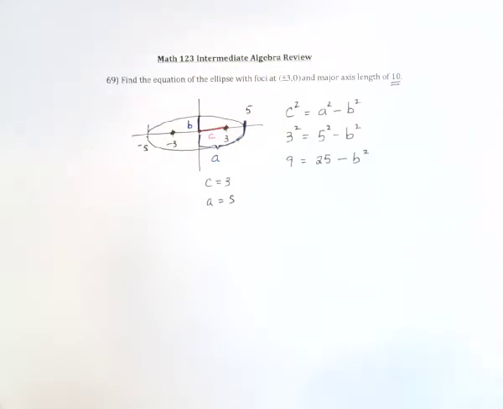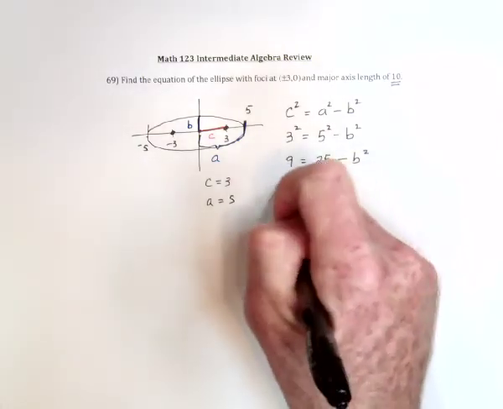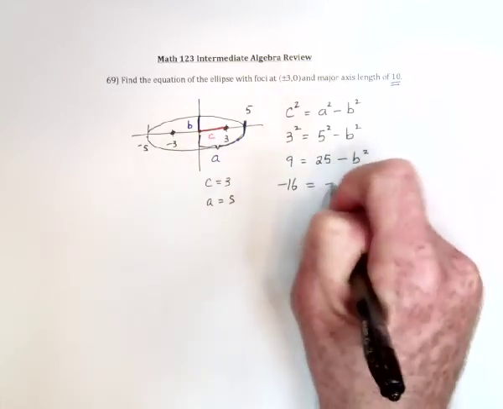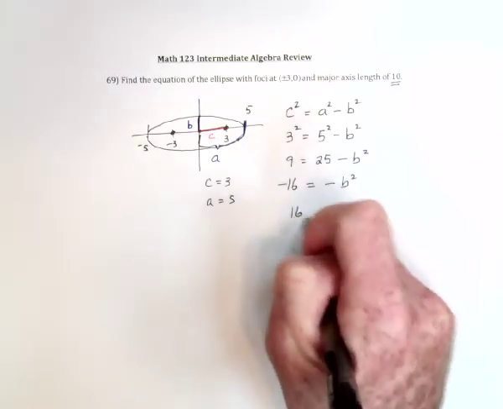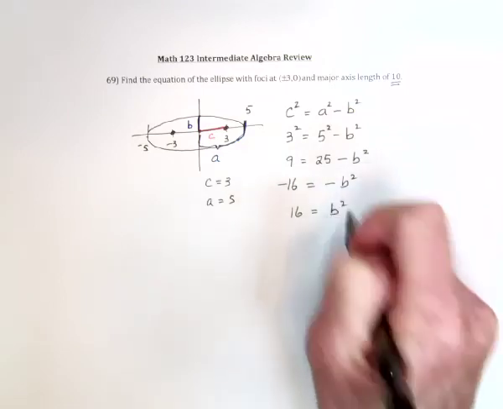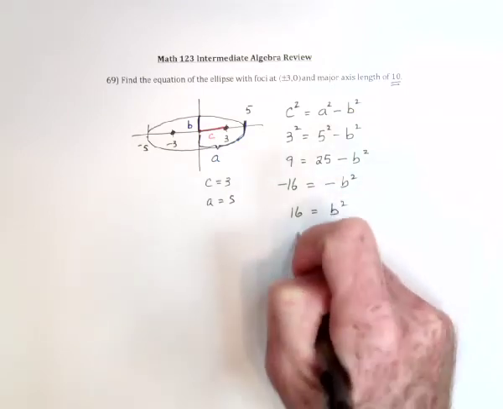Well, if you subtract 25 from both sides, what's 25 minus 9? That's going to be 16. Actually, it's negative because I'm subtracting 25 from both sides. But then after that, the two negatives cancel each other out, and it turns out that B is equal to 4.